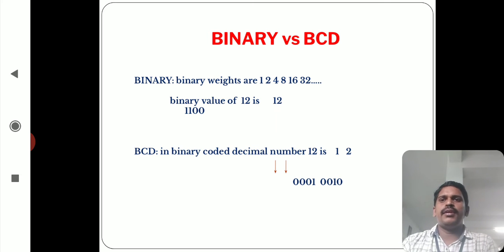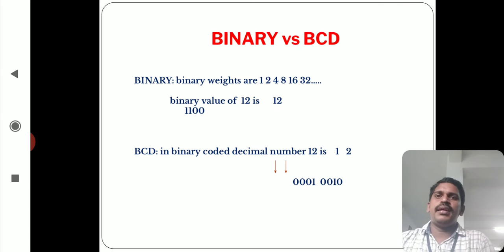Binary weights are 1, 2, 4, 8, 16. The binary value of 12, which we discussed on the previous slide, is 4 digits: 1100. In BCD format, we represent each single digit in the form of 4 bits, that is 0001 for 1 and 0010 for 2 separately. In this way we convert binary versus BCD. These are the main differences between binary and BCD.